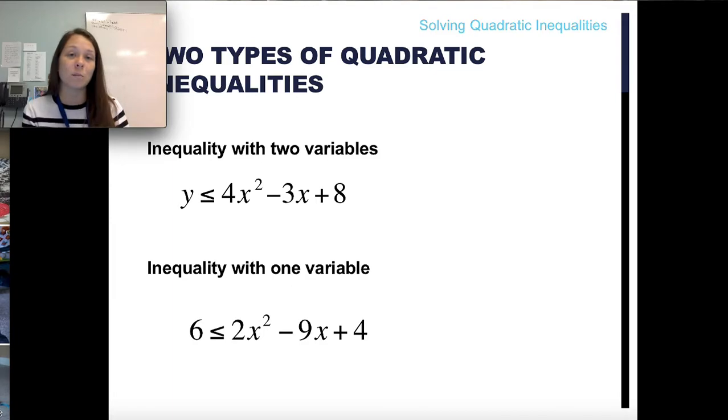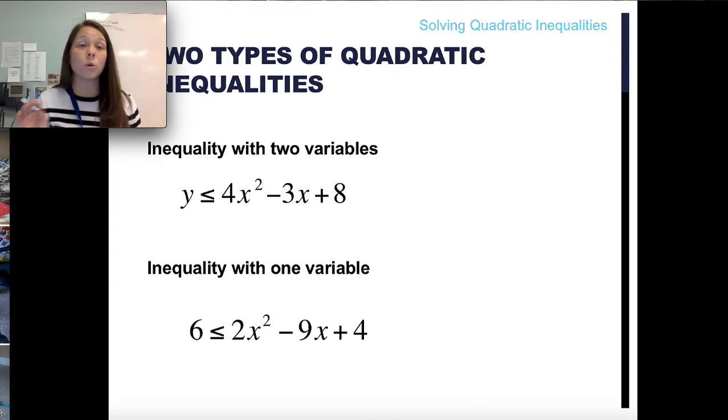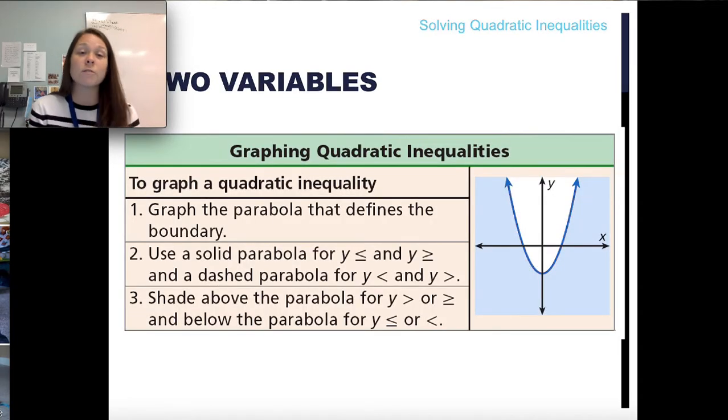So today we're going to be talking about two types of quadratic inequalities. The first is going to be with two variables where you have y being less than or greater than or equal to a quadratic equation. The other one is going to be with just one variable where you have a number with an inequality sign and then your quadratic equation. So with the first one with two variables, we'll solve these graphically.